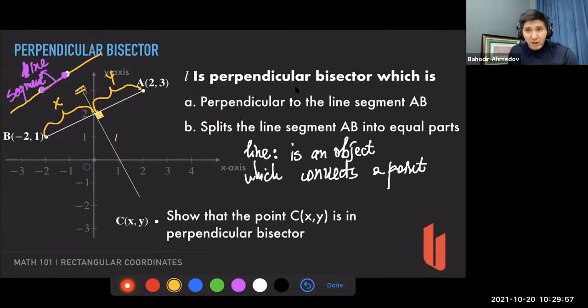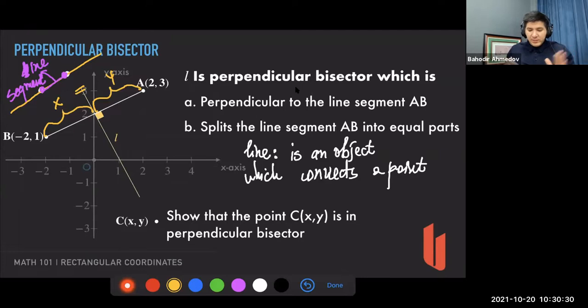Later on, I hope you will gain enough concepts and understanding of all these processes going on in the rectangular coordinate system in order to derive the equation of the perpendicular bisector. But for now, if you are given some arbitrary point C with abstract coordinates X and Y, you need to be able to know whether this point C is lying on this perpendicular bisector or not.